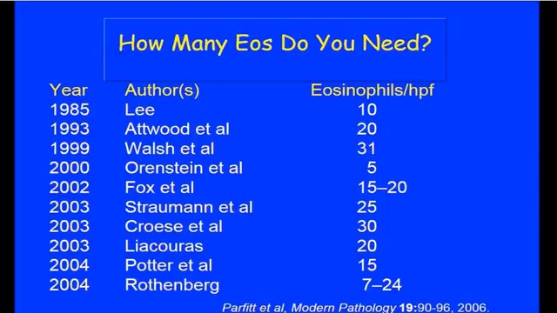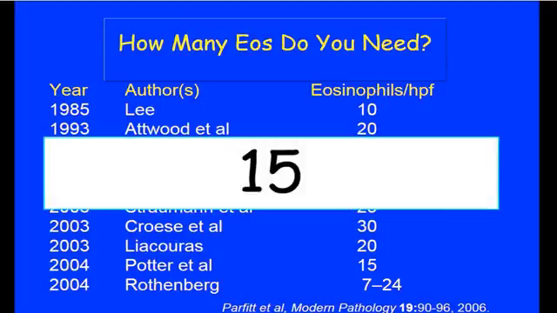So how many EOs do you need? This is a look at the literature that was summarized in 2006, and you can see a lot of people were publishing papers in the early 2000s. And Randall Lee actually was one of the very first people to talk about this disease in 1985. And he came up with 10, and then there's other numbers that range from 5 to 30. And all the eosinophilic experts got together a few years ago and decided 15 was the number.